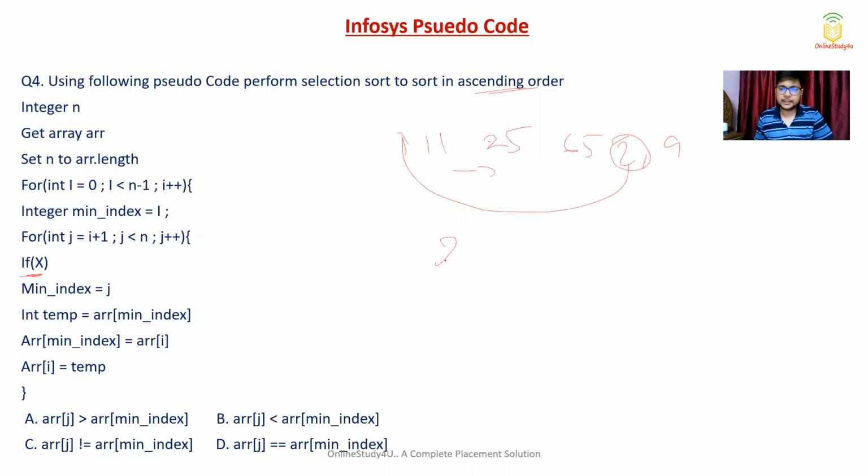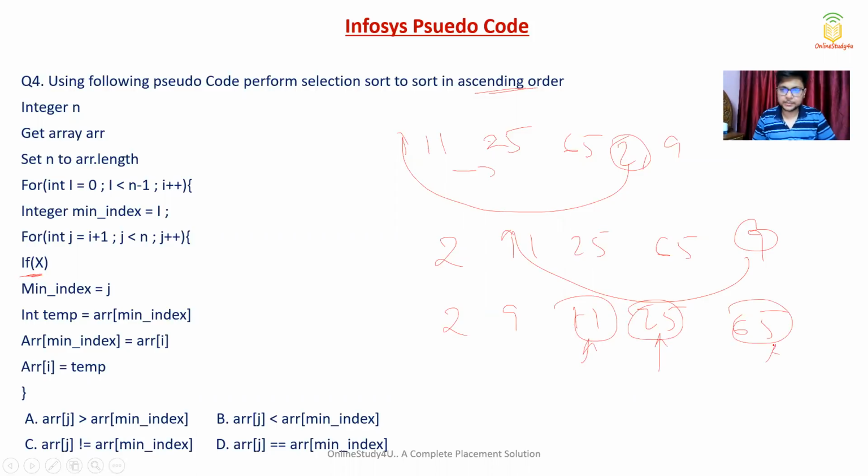So first it will be like 2, 11, 25, 65, and 9, and then it will again find the second smallest, 9, 11, 25, 65. Then it will again find the smallest is present at the same position. Okay, fine. And this is the logic behind the selection sort. And in this problem, if we have to find the x, it is pretty much simple. We have to compare it with the minimum index.